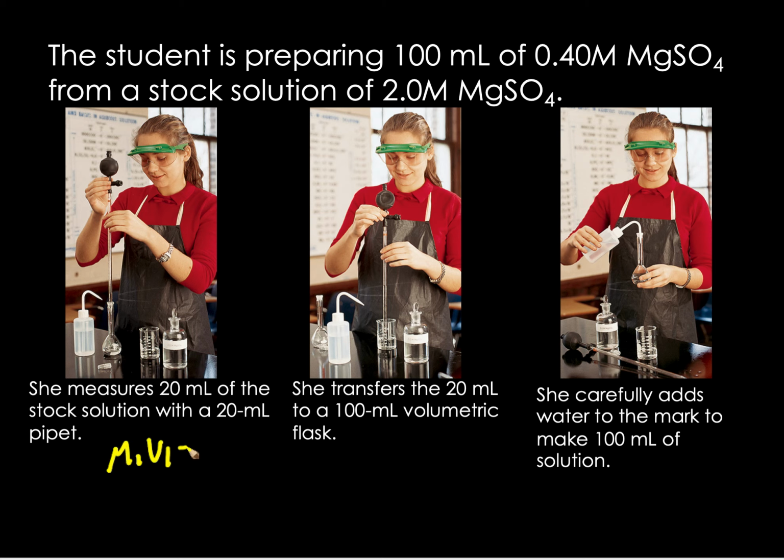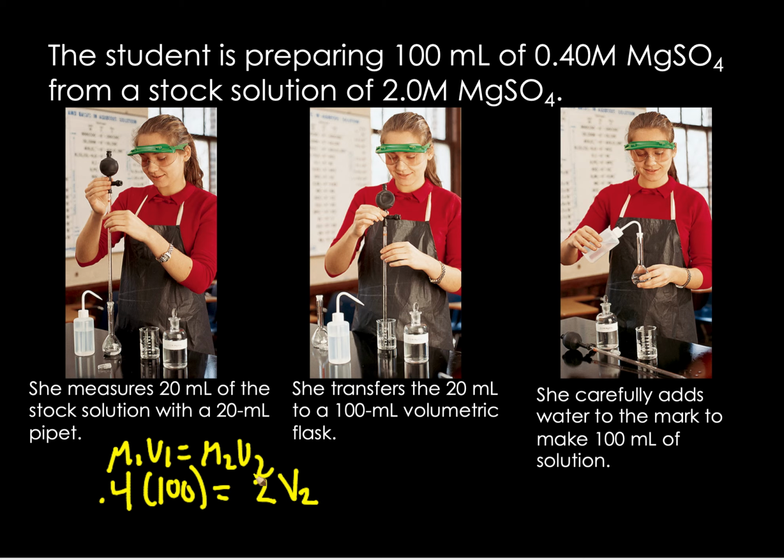M1 times V1 equals M2 times V2. Our first molarity is 0.4. First volume is 100 milliliters. Now both volume units need to be in the same unit, right? If they're in liters, that's fine, or milliliters, that's fine. They just need to be in the same unit. Now we have 2 molar, and we're going to multiply that by X. So we'll put V2, because that's our variable here. We're looking for our second volume.